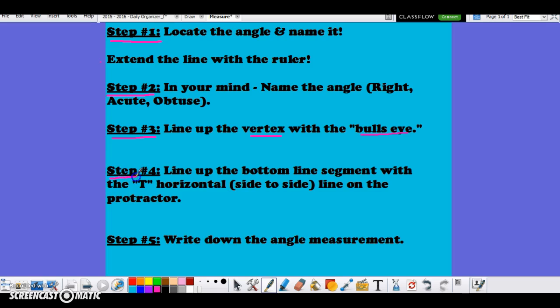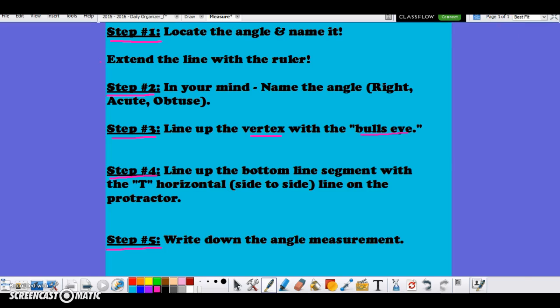Step 4, lining up the bottom line segment of the angle with the horizontal side-to-side line on the protractor. That seems a bit confusing, but again, once you see the example, it'll make more sense. Then finally, once you've identified that angle that you're measuring, you take a look at the protractor and you'll be able to measure your angle. So let's take a look at an example.